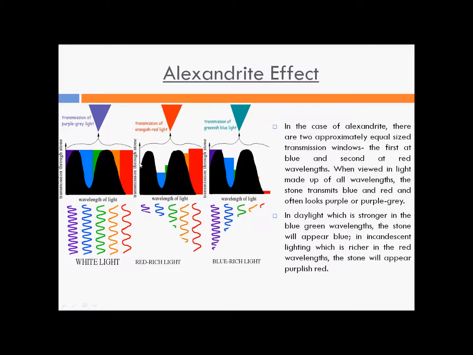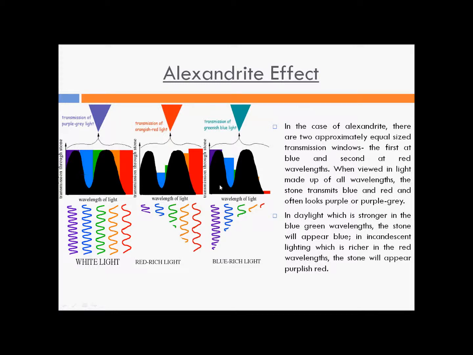When viewed in a light containing mostly red wavelengths, such as candlelight, the stone looks red. This is understood because although the stone could transmit blue light, there is no blue light to transmit. And here's a diagram showing the illumination of Alexandrite by reddish light. You can see here in the illuminated light, the red wavelength is more than blue and other colors. And as a result, the transmitted light appears to be orange and red.